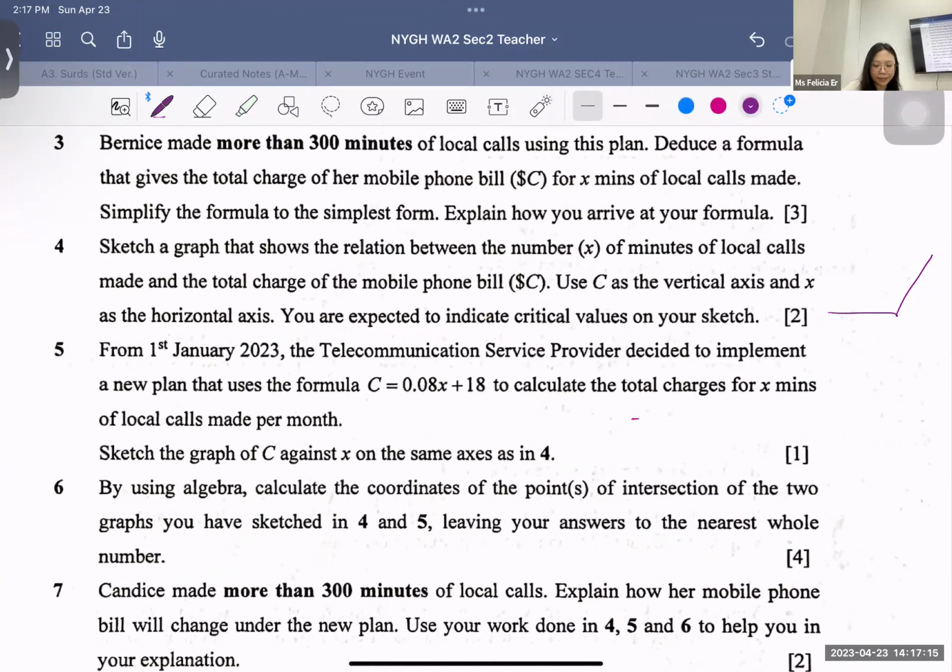Let me just underline some of the key things you need to do. Coordinates, points of intersection, leaving answers to whole number. When they ask you for coordinates, what are they asking for?